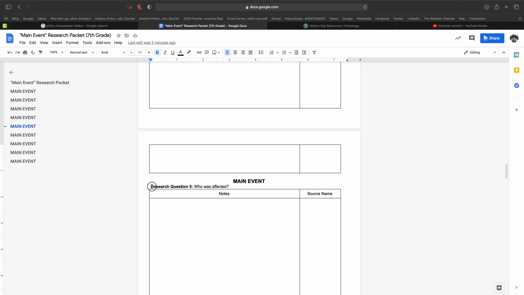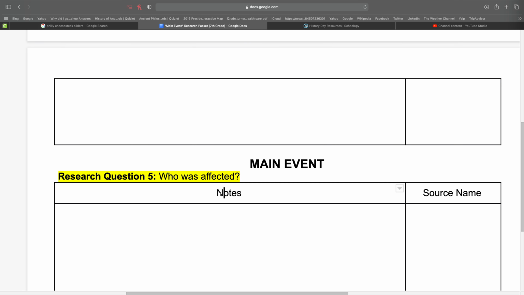And then this is kind of in line with what I was talking about. So it's asked with the last question. Question 5 is, who was affected? Who were the people that were most affected by this? Okay, well, when you talk about your topic, who was affected by the main event, right? Who are, not necessarily victims, but who were the recipients of the consequences, right?